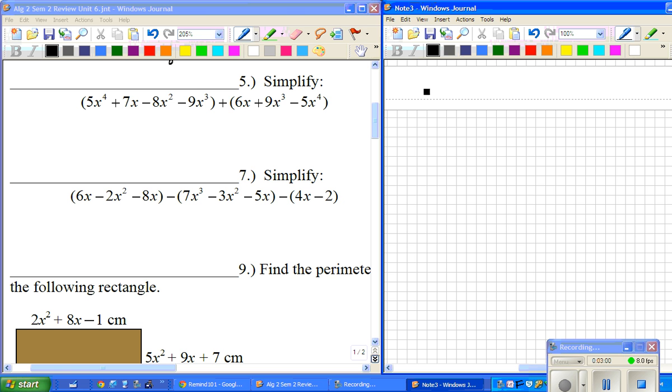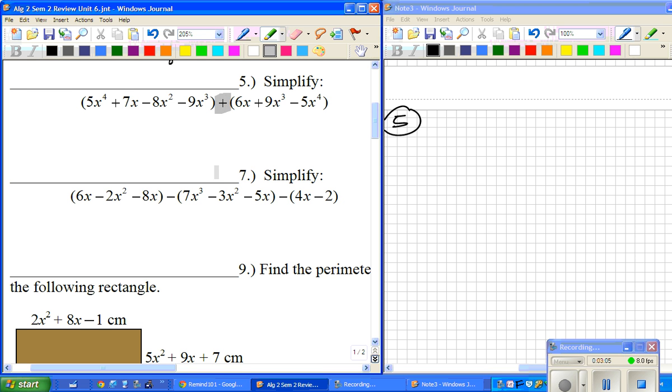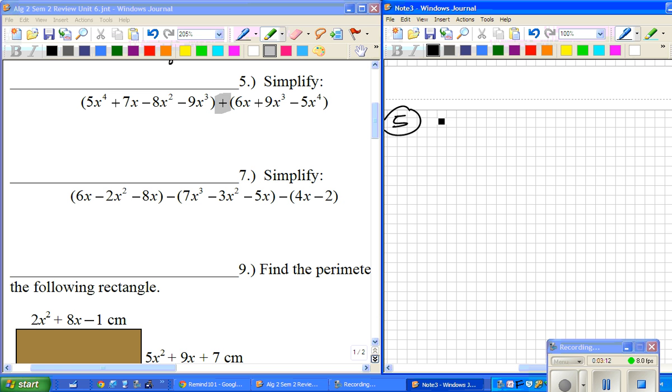Alright, number 5 says to simplify. Now, when we're doing this, we want to look right here to make sure what symbol it has, okay? And since it's a plus sign, all we're going to be doing over here is just rewriting it. Technically, we distribute a positive 1, but when we distribute a positive 1, nothing changes, okay? So we have the 6x plus 9x cubed minus 5x to the 4th, okay?